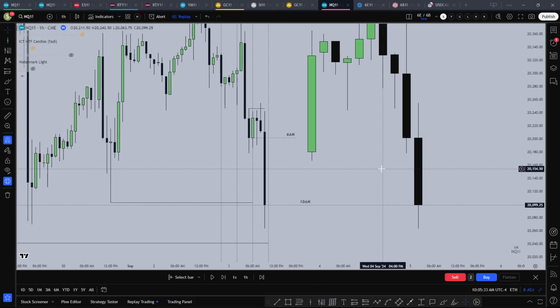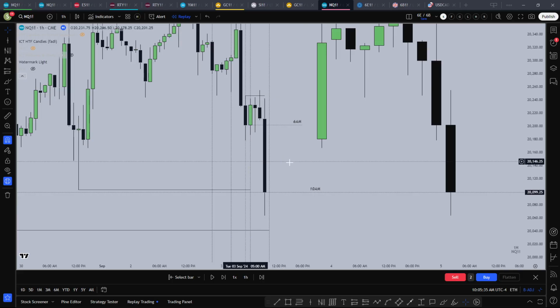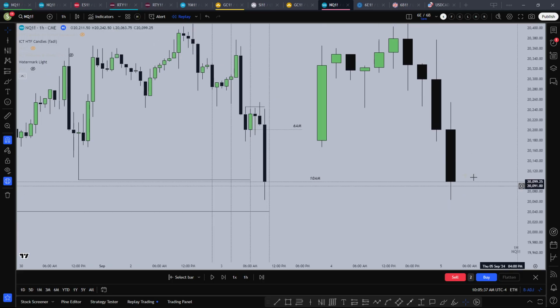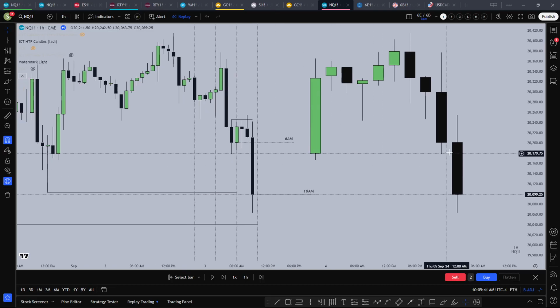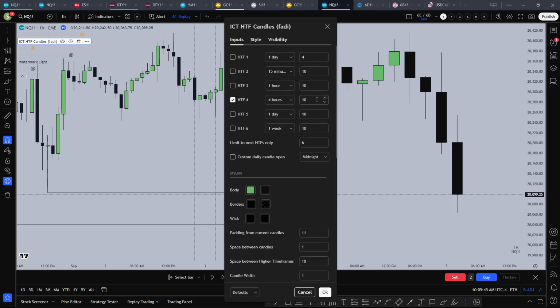So each H4 candle is being separated, so I can view each H4 candle separately. So we can see this H4. I should lower the candle. Let's take it 3.